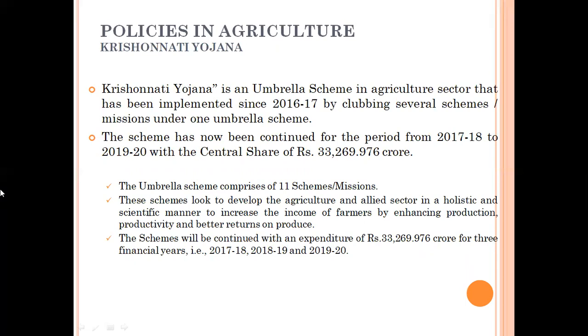And this scheme looks to develop the agriculture and allied sector in a holistic and scientific manner to increase the income of farmers. And how will it increase the income? By enhancing production, productivity, and better return on products.